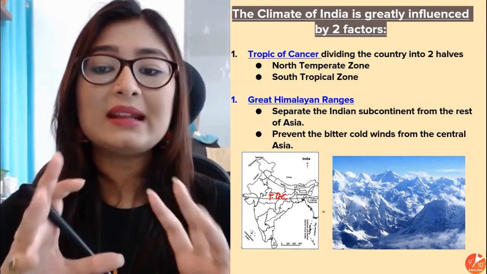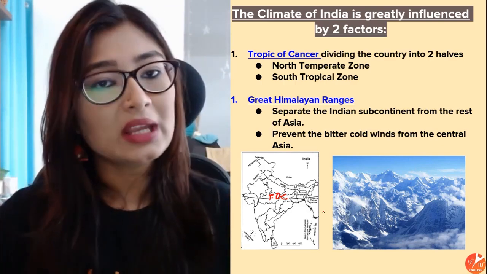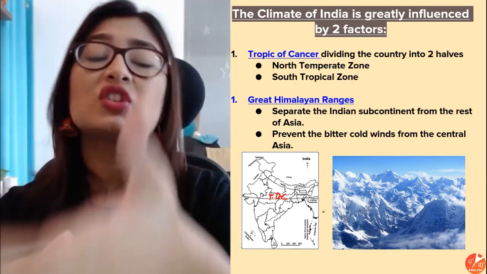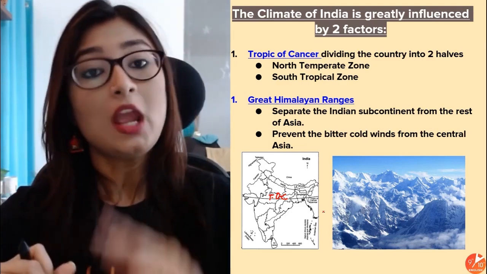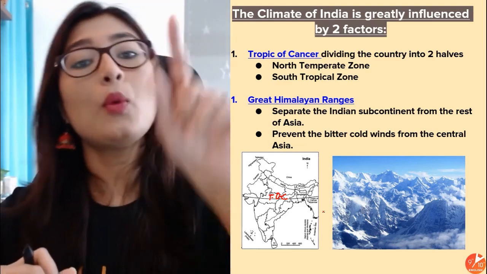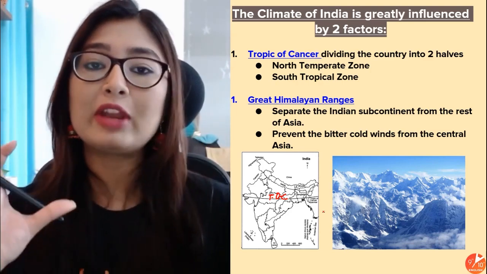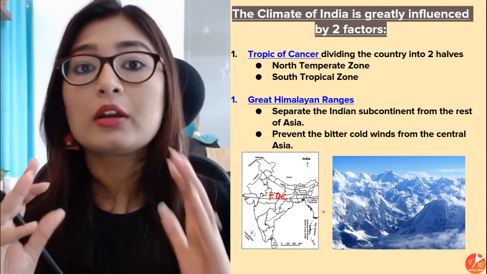So it separates the Indian subcontinent from the rest of Asia in terms of weather, and also protects us from these cold winds which come from Central Asia to India. Not just that, but in determining the monsoon climate of India, the Himalayas have a great role to play.